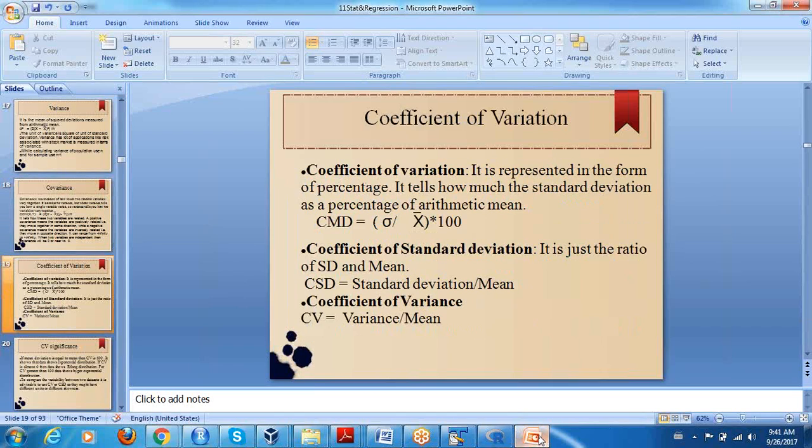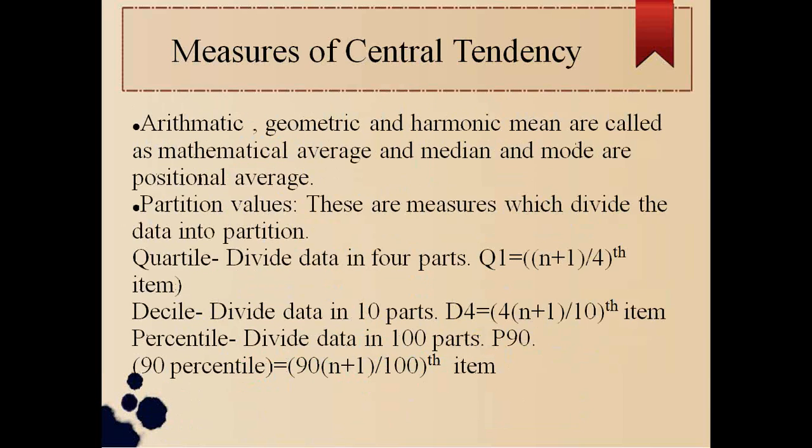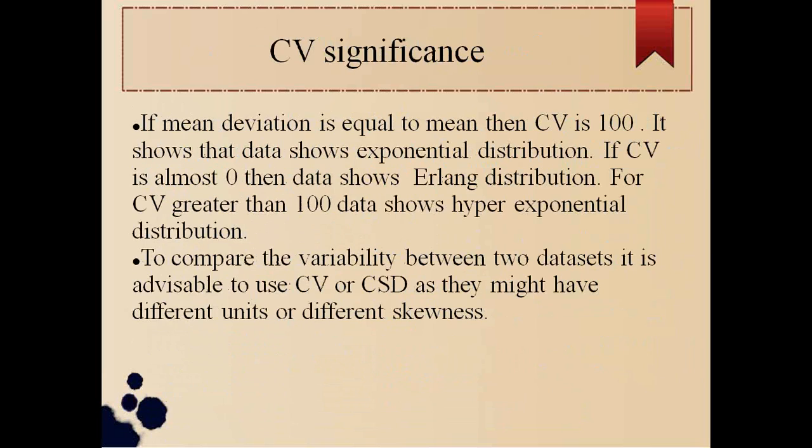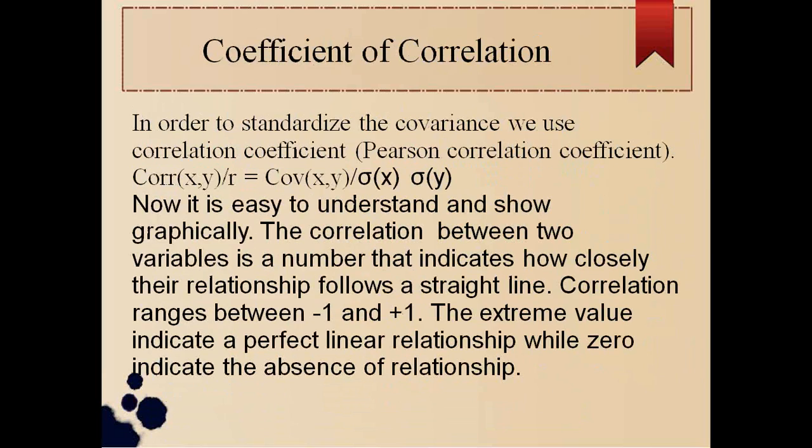Correlation is one step ahead of covariance: the coefficient of correlation. The formula of the correlation coefficient is the covariance of x, y divided by the standard deviation of x and the standard deviation of y, sigma x, sigma y. When we divide covariance by the standard deviations, we get an output between -1 and +1.